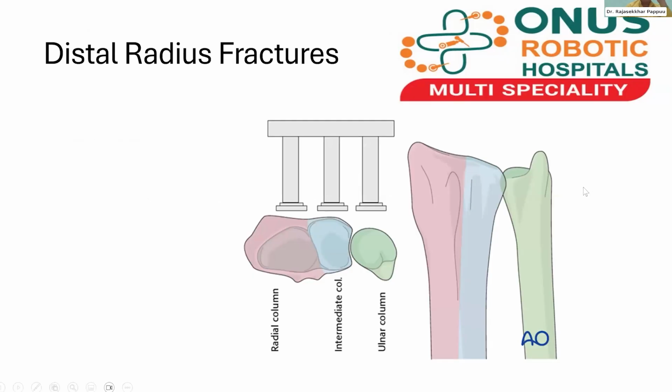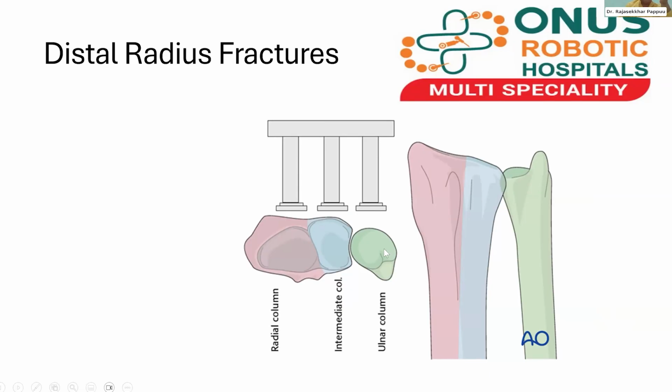So how does a distal radius look? The distal radius joint is formed by two bones, the distal part of the ulna and the distal part of the radius. This bone is divided into three columns actually. One is the radial column, which is on the lateral side. The middle part of the bone is called the intermediate column, and the ulna is called the ulnar column.